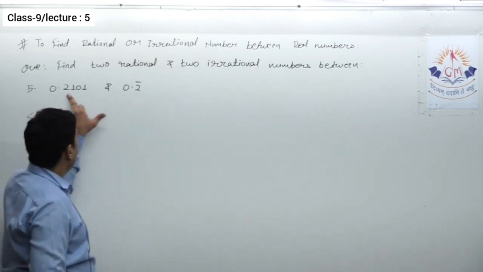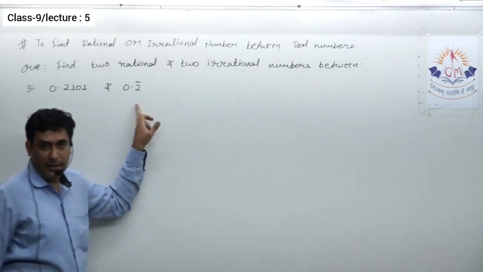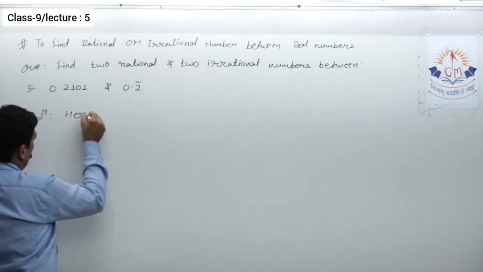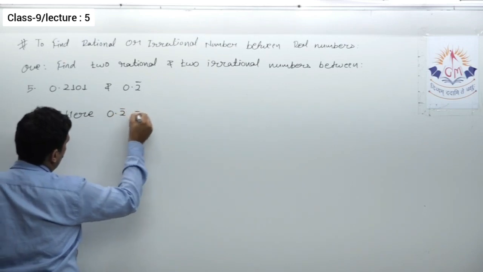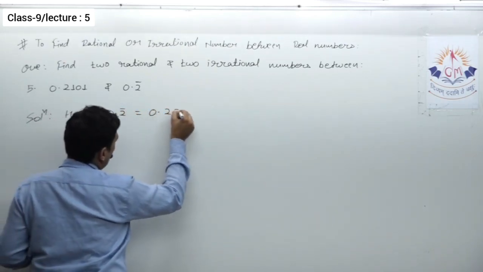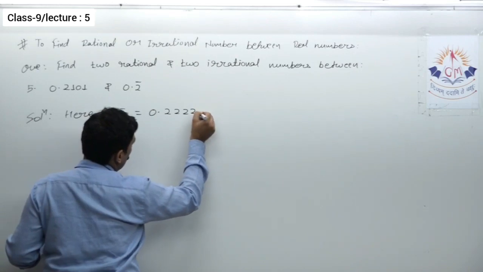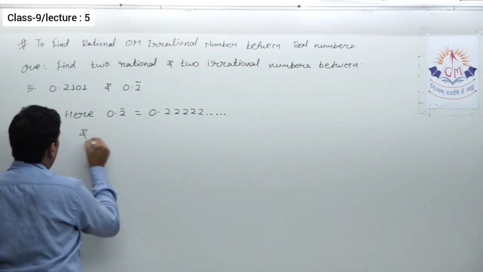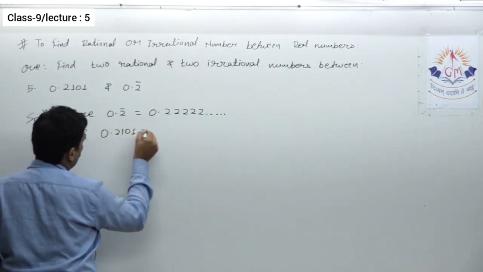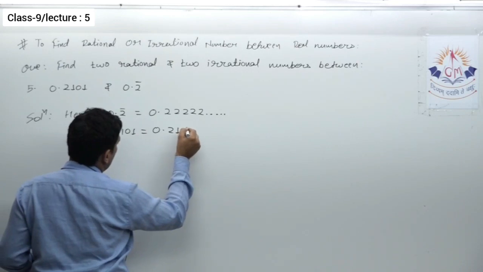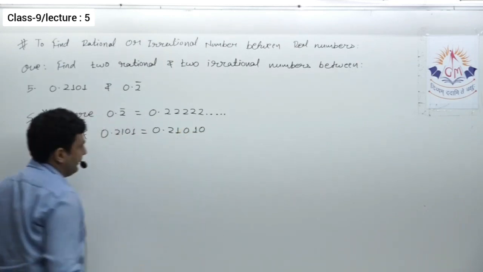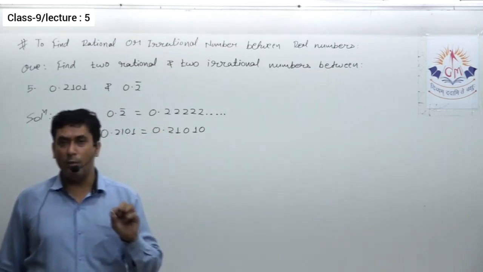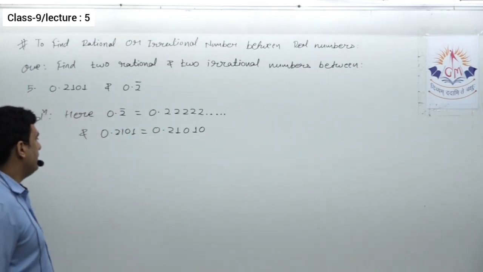Here after the decimal there are 4 digits, so definitely I write this in the same way as well. So here 0.2 bar can be written as 0.2222, and so on. Let me write one more 2 and so on. And 0.2101, this I can write 0.21010 exactly. So now between these two you have to try to get at least one rational number.